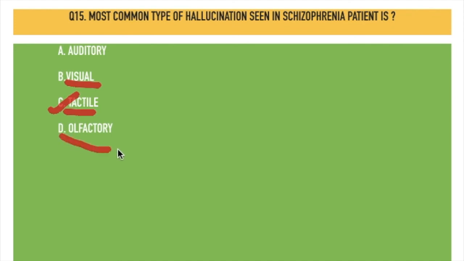And next one is olfactory hallucination. Olfactory hallucination is also known as dysosmia. The olfactory hallucination is more commonly seen in some infections affecting the ENT. So that is regarding olfactory hallucination. So the most common type of hallucination seen in schizophrenia is auditory hallucination. Option A is the answer. Next question.